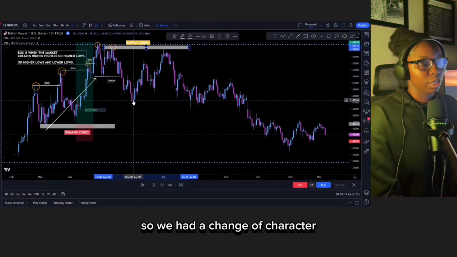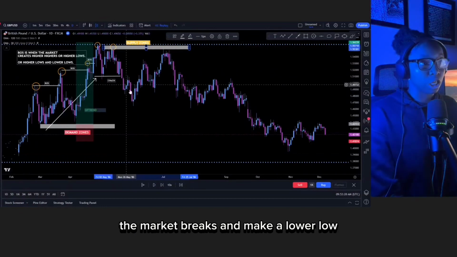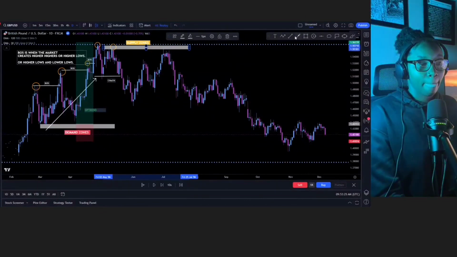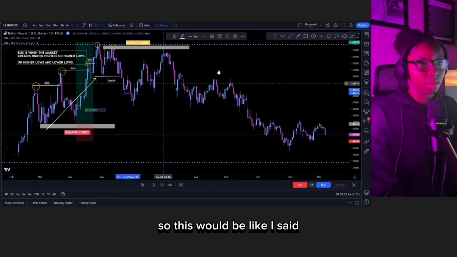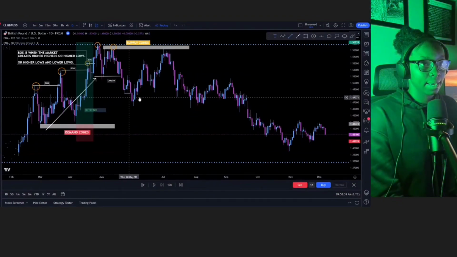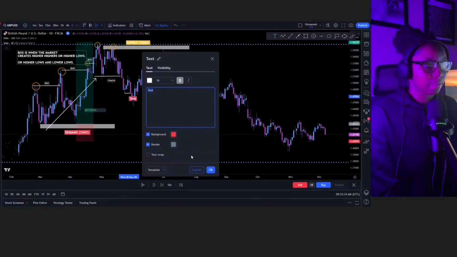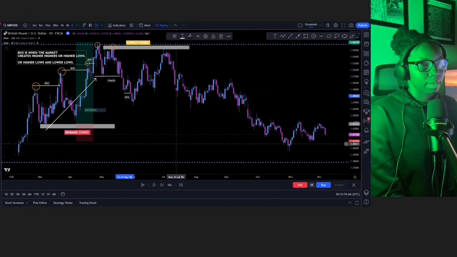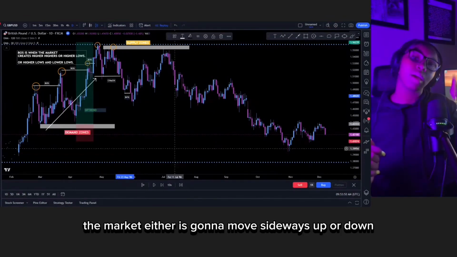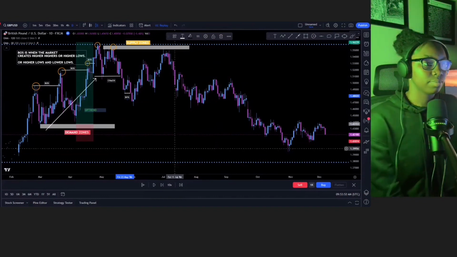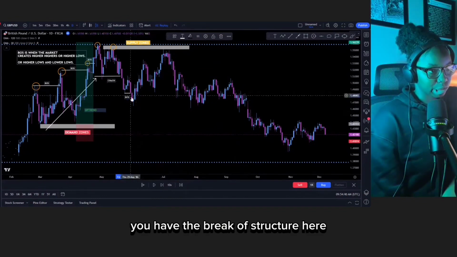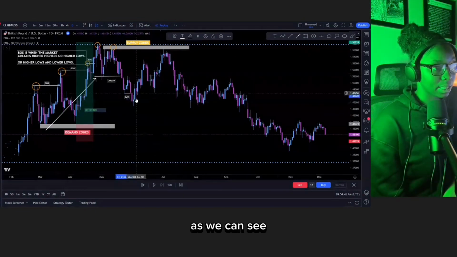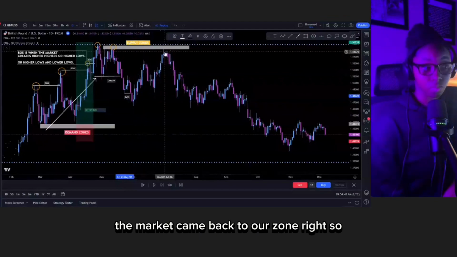So we had our change of character, the market breaks and makes a lower low. So we had the higher low and it makes the lower low. So this would be, like I said, this would be a break of structure, right? The market either is going to move sideways, up, or down. You have the break of structure here. Now we wait until the market comes back to our zone. As we can see, the market came back to our zone, right?